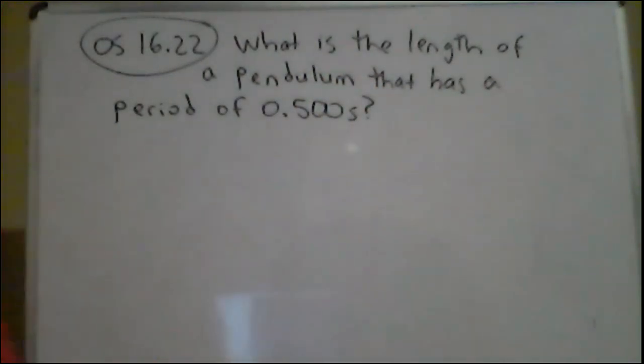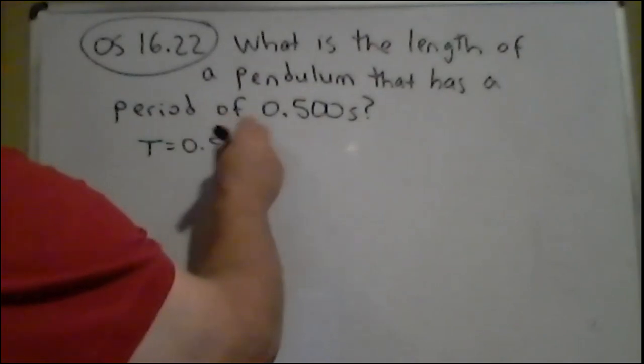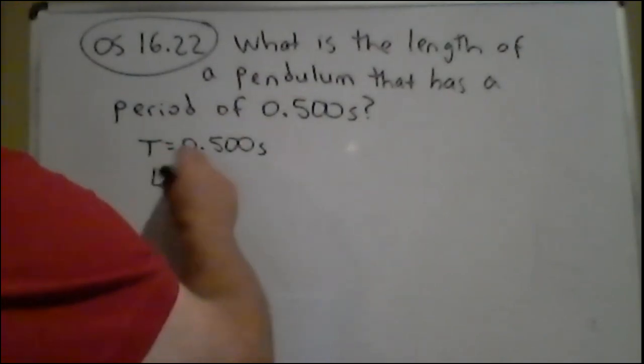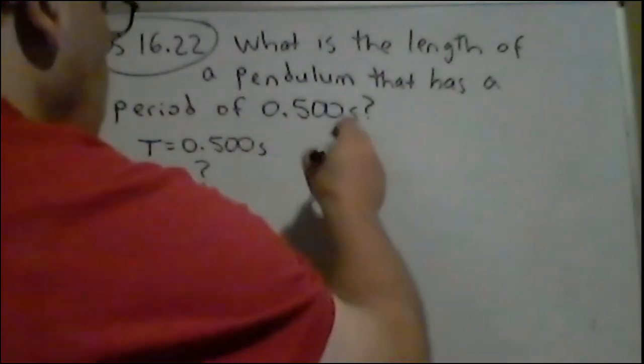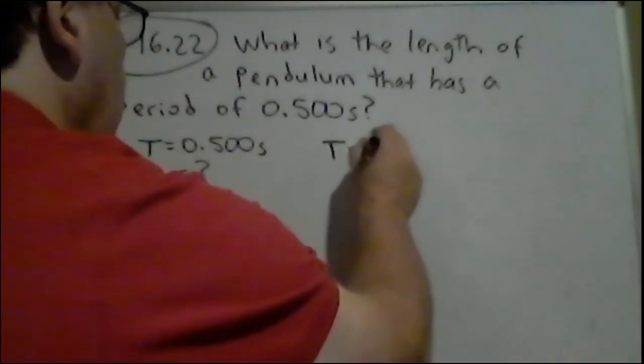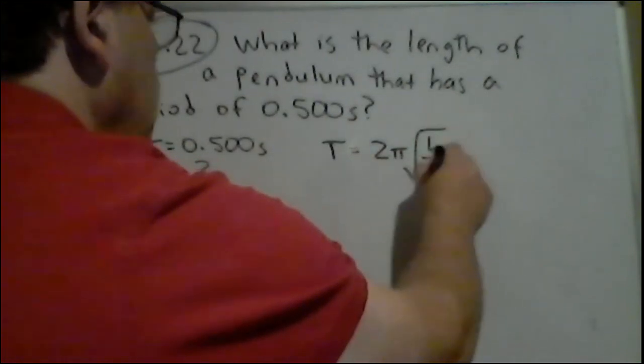Okay, so what do we know? Well, we know what the period is. We're told that. And we want to find the length of that pendulum. So I go to a formula that we derived for the pendulum. T is 2 pi square root L over G.